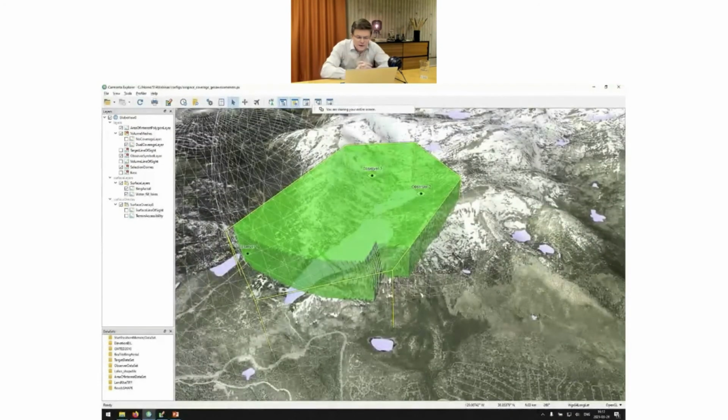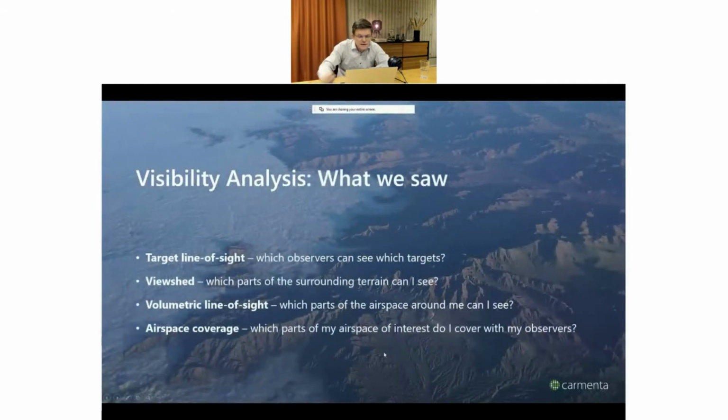So that's a bit of examples on how you can work with different kinds of visibility analysis in our toolkit. Just a quick summary of what we saw then. The target line of sight tells you which observers can see which targets. The viewshed analysis tells you which part of the surrounding terrain you can see. The volumetric line of sight focuses on the airspace around you and tells you which part of that airspace you can see. And finally, the airspace coverage focuses on an airspace of interest and a number of different sensors and figures out the coverage within that area.